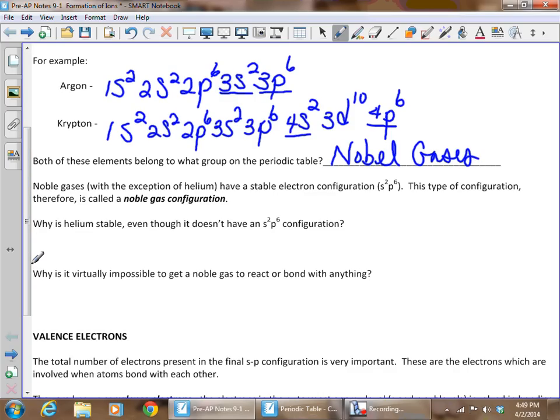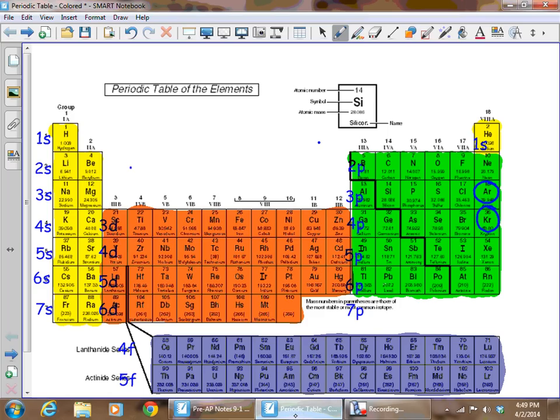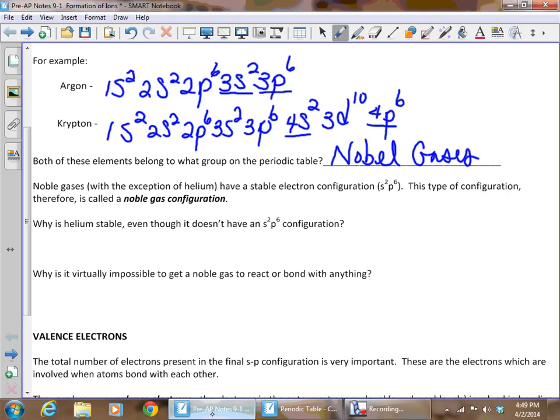It's really low. So let's look at why helium is considered to be a noble gas, even though it doesn't have an s2p6 configuration. Helium's up here. Even though it's up there in the first energy level with a 1s2 configuration, for helium that is full. All you have in that first energy level is a 1s sublevel. So that is why helium is considered to be a noble gas. It doesn't react with anything.